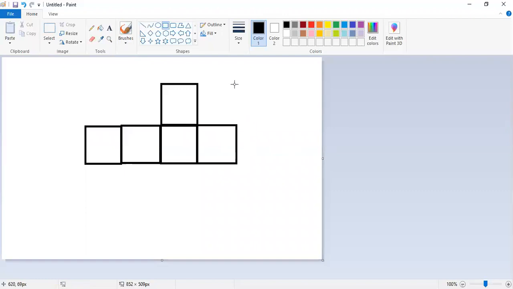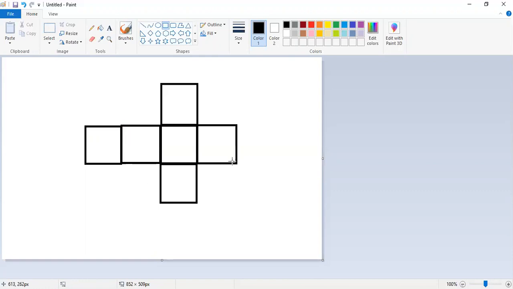I know it looks a bit bigger, but the cursor got clicked. That's all. Okay, so let me draw another square also. Now these are the two sides. So this is how you can draw a net of a cube.